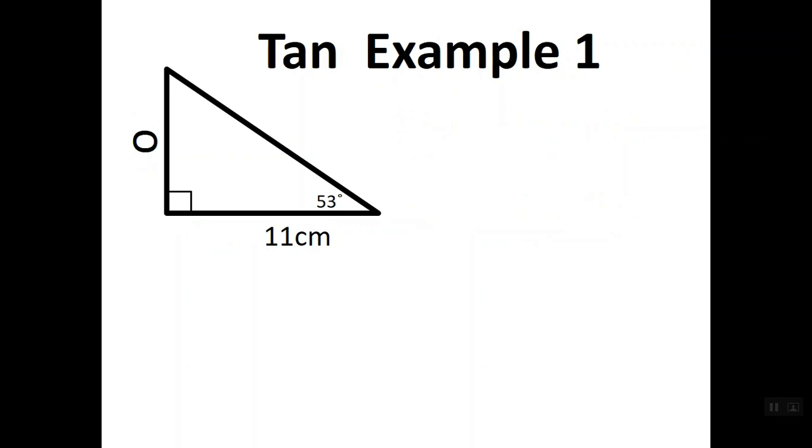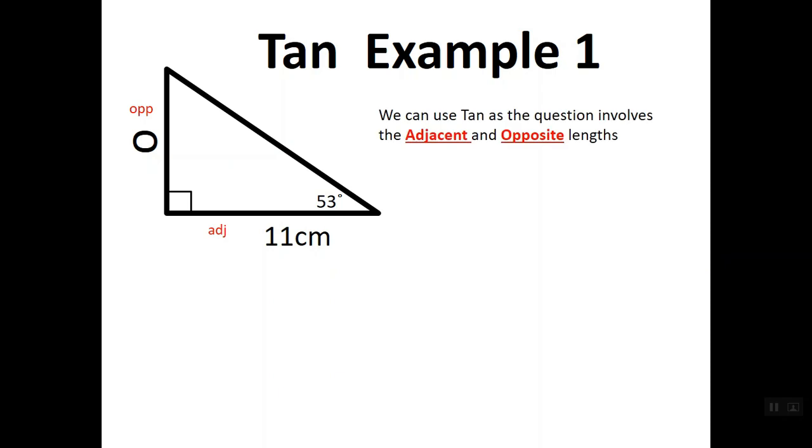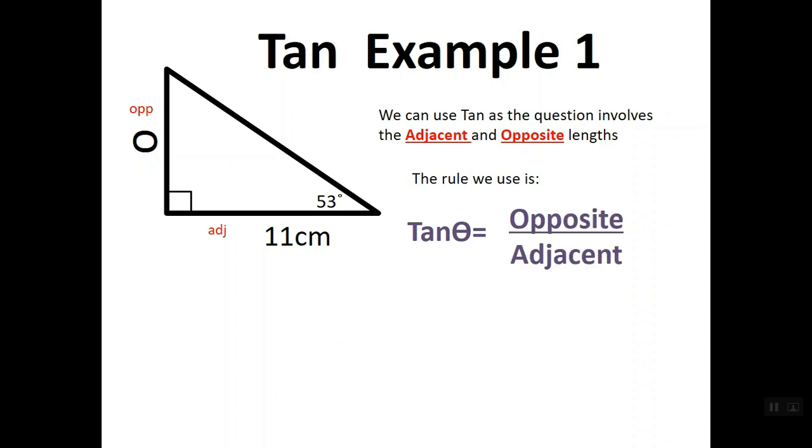So now we want to find the opposite side, but again, we first need to label our sides. So confirm yes, that's opposite because it's facing the angle that we're given. And that 11 centimeters, again, is my adjacent because it helps to form the angle. So we know that we're using tan because it involves the adjacent and opposite lengths. Next step, guys, is to write my rule. Keep writing that rule. Tan theta is equal to opposite over adjacent.